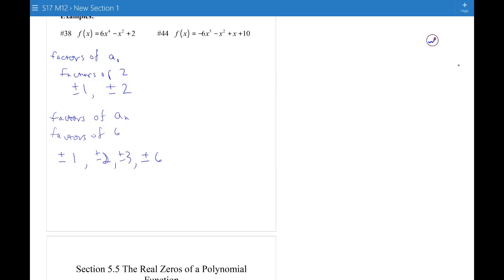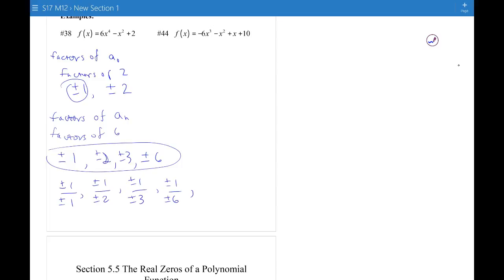So now we need to do all the possible combinations of plus or minus 1 over plus or minus 1, plus or minus 1 over plus or minus 2, plus or minus 1 over plus or minus 3, plus or minus 1 over plus or minus 6. So that's with this numerator and each of these denominators. And then we have plus or minus 2 over plus or minus 1, plus or minus 2 over plus or minus 2, and you can see that we're going to get some duplicates. Plus or minus 2 over plus or minus 3, and plus or minus 2 over plus or minus 6.